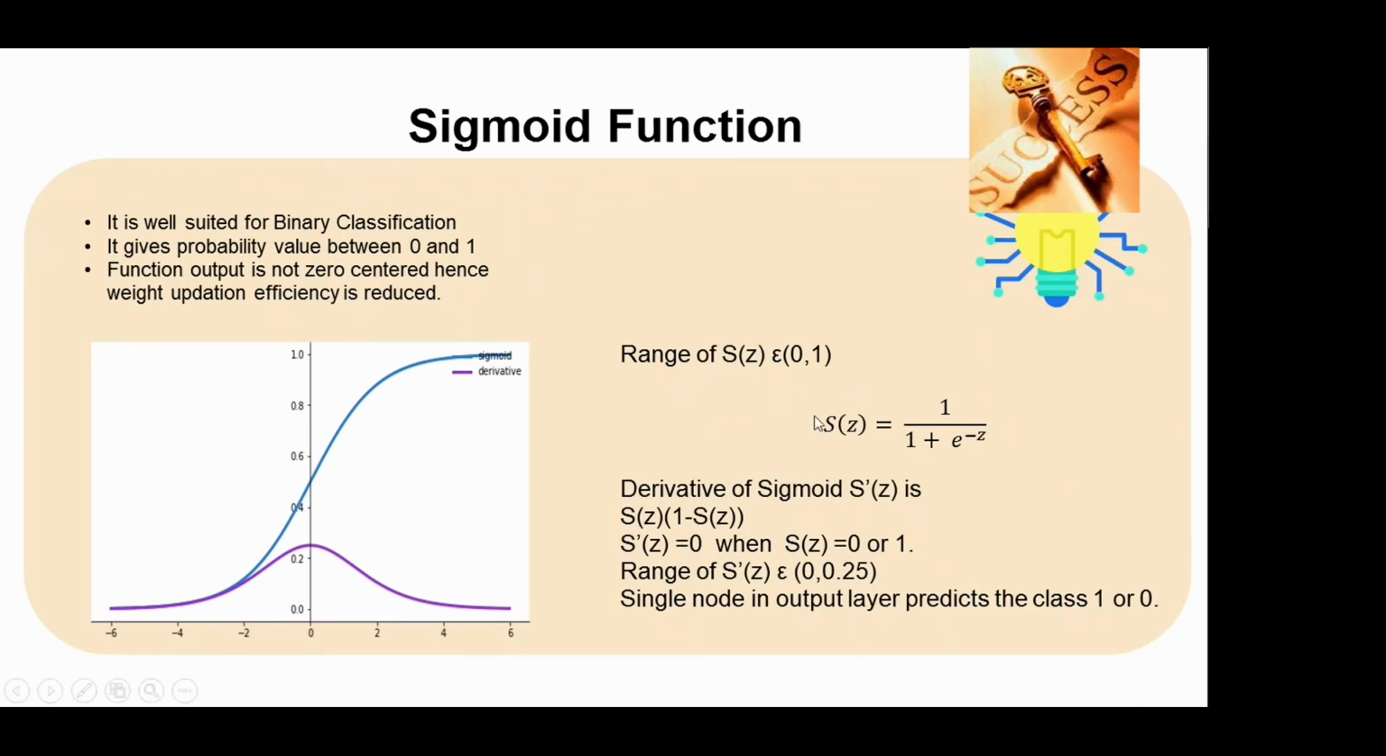Then you can easily find the derivative of this function. What will be the derivative? S(z) times 1 minus S(z). So you can see that S(z) is 1 upon 1 plus e to the power minus z, and its range is between negative and positive infinity. This violet color is showing the derivative of sigmoid. If you take the derivative of the sigmoid function, the maximum is 0.25. This is fixed, 0.25.